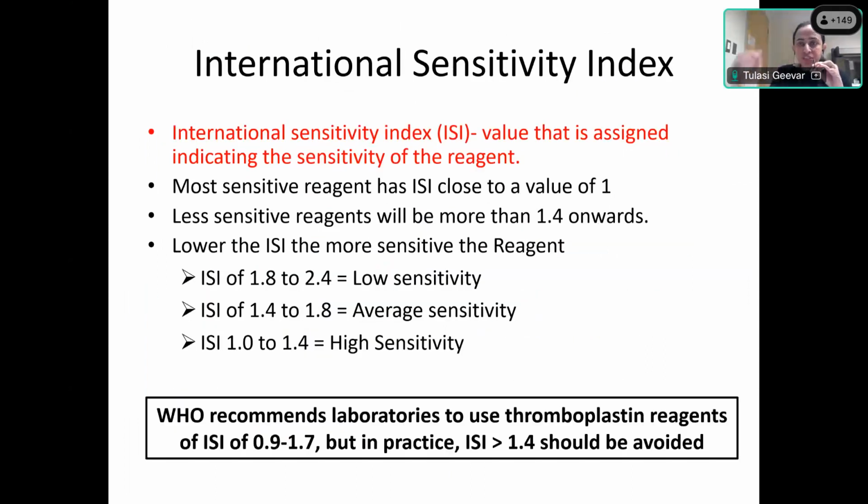Now, the international sensitivity index is a value that is assigned indicating the sensitivity of a PT reagent. The most sensitive reagents have an ISI close to 1. Less sensitive reagents will be more than 1.4. It is advised not to use a PT reagent with an ISI above 4, and preferably as close to 1 as possible.